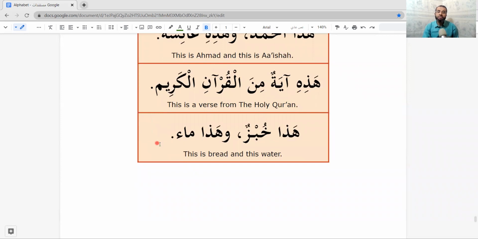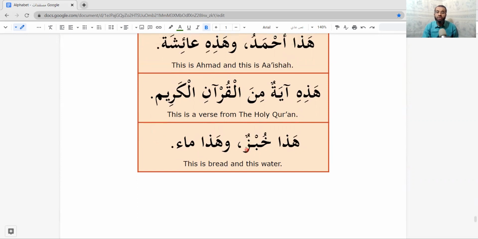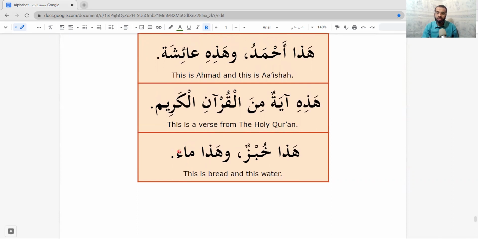After that, هذا خبز. This is bread. هذا خبز وهذا ماء. This is bread and this is water. You can make a pause here and say هذا خبز وهذا ماء.